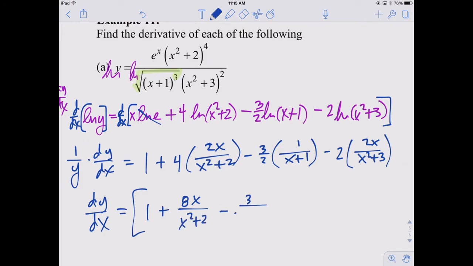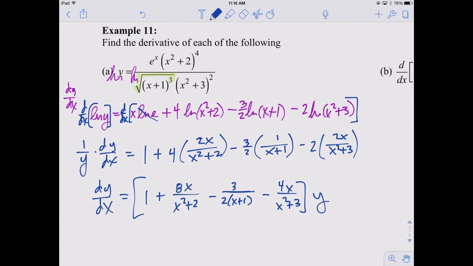On the top I can get a 3. I'm going to choose not to distribute my constants into the bottom, but you certainly may. The last term becomes minus 4x over x squared plus 3. Now here's the thing. Instead of multiplying both sides by y, which will work, you'll divide it out on the left and you end up with a y on the right.